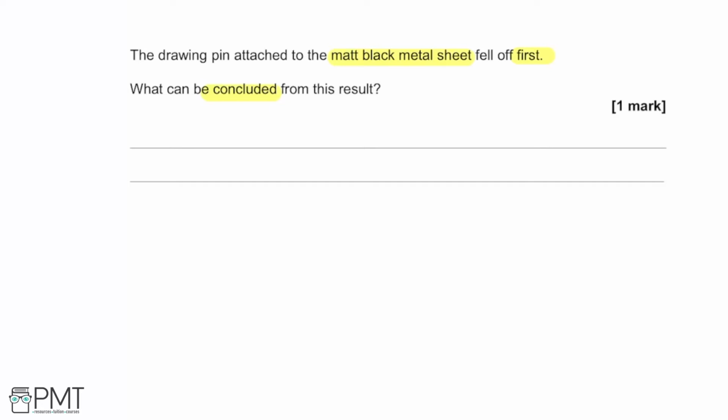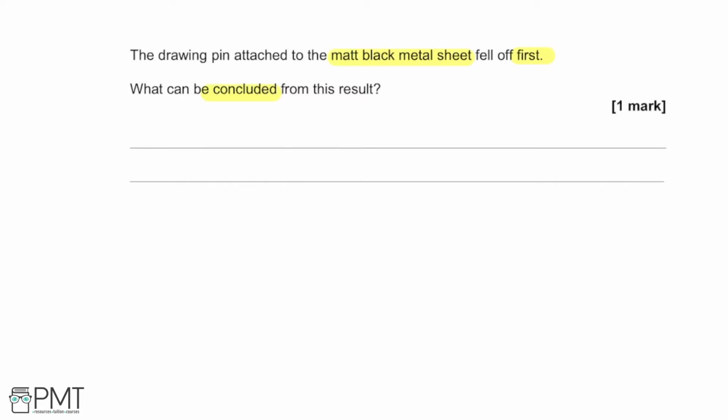So in order for the drawing pin to fall off, it basically means that the wax has had to melt, and in order for the wax to melt, it needs to have gotten hot, and this heat is going to come from the infrared radiation, which is heating up the metal surfaces. So if the pin on the matte black surface has fallen off first, this surface must have gotten hotter more quickly in order for the wax to melt and it to fall off.